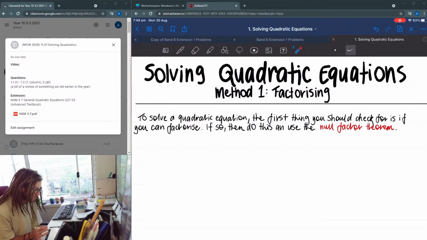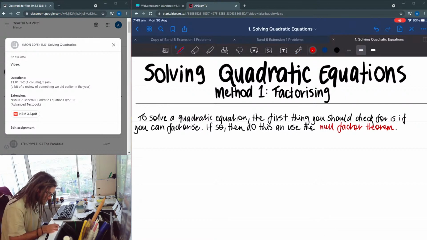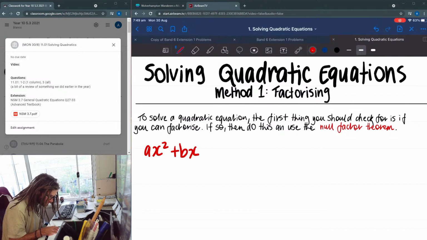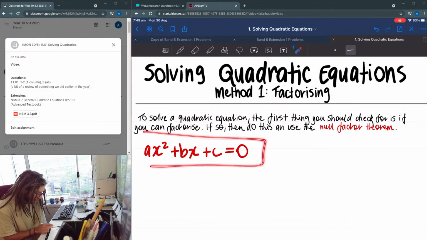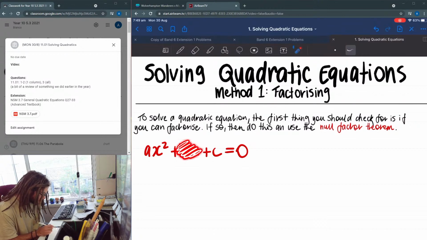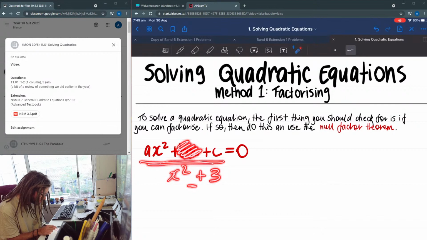So I guess all quadratics are going to look like this. Okay, so every quadratic, no matter what, will look like this. Sometimes I don't have a term like this, like it might just be x squared plus 3. That's still in this form, it just doesn't happen to have this term.